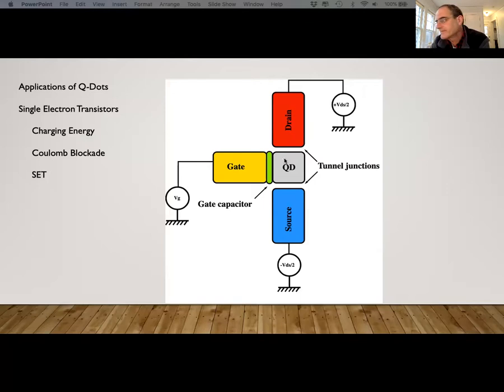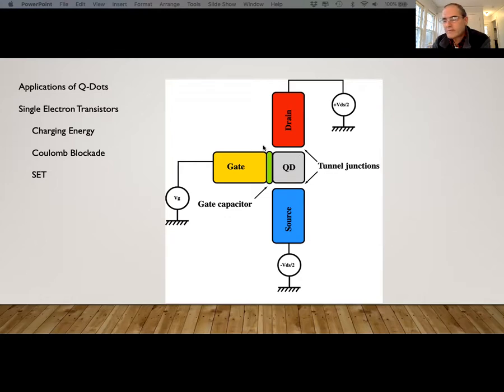changes its energy. In addition, the connections between the source and the channel or quantum dot and the drain are what are called tunnel junctions. That is, they're not direct connections. Instead, they're barriers, and electrons have to tunnel across these barriers to get into or out of the quantum dot. Here, let's take a closer look.